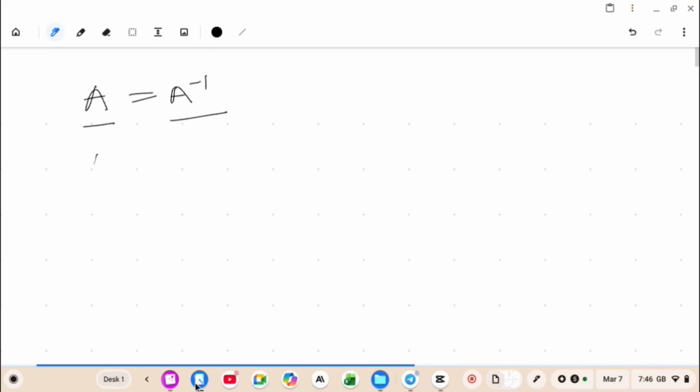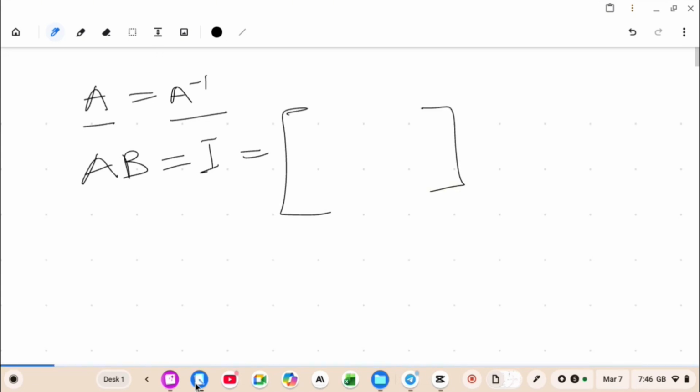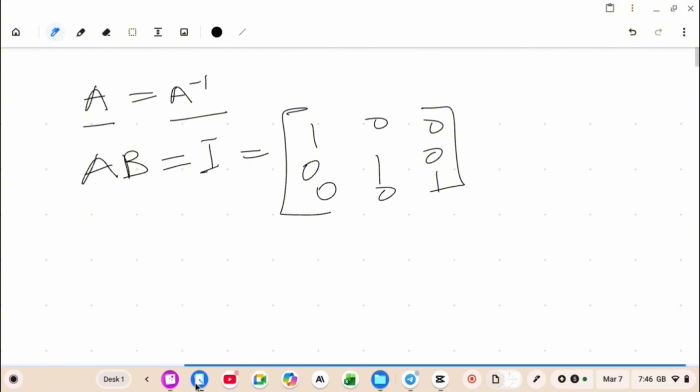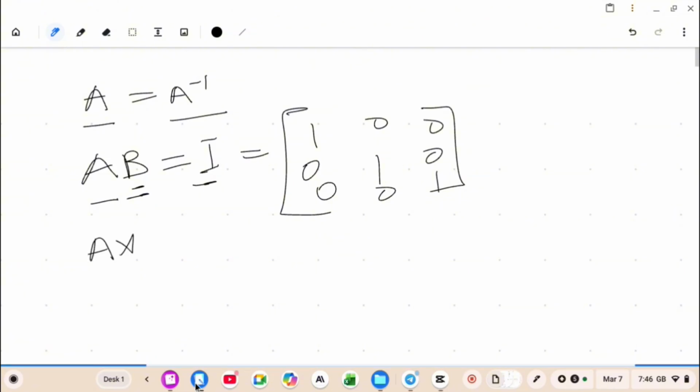When we see AB is equal to I, this I is an identity element. This identity element is made up of zeros and ones, but the ones have been arranged in a diagonal way. So this is a 3 by 3 identity element. So when you see A multiplying B, and it gives you an identity element, it means that this B is an inverse of A. Why? Because when you multiply A by its inverse, you get an identity element.